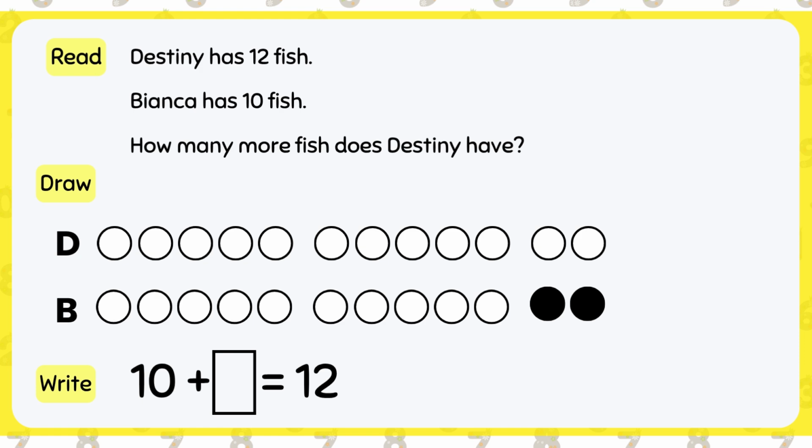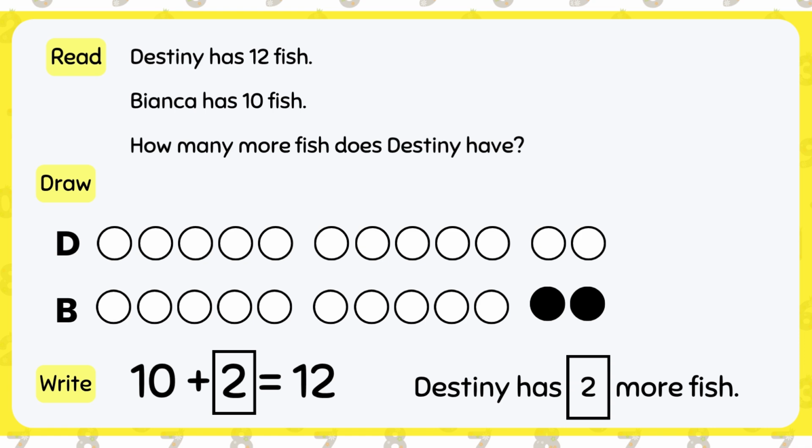Okay, so how many circles did I have to color in there? Yes, I had to draw and color in 2. So that means my other part to Destiny's 12 would be 2 if I have 10 already. And then that must mean, how many more fish does Destiny have than Bianca? Yeah, Destiny has 2 more fish than Bianca. I know that because it matches the drawing.